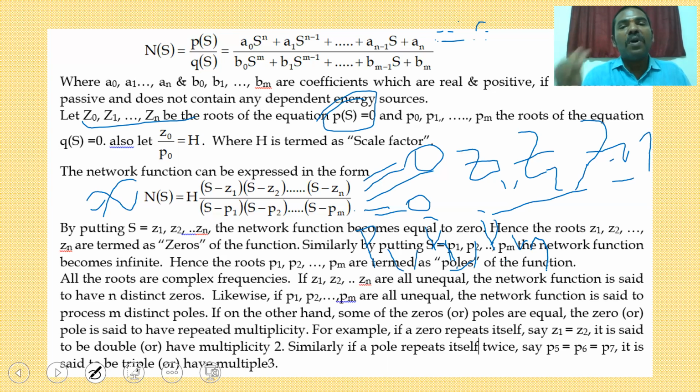If any pole or zero is lying on the right half of the s-plane, then the system is an unstable system. For finding the stability of the system, in control systems we will discuss it in depth. Here I am just giving the basic knowledge of the network function with respect to poles and zeros. So let us take a simple example.